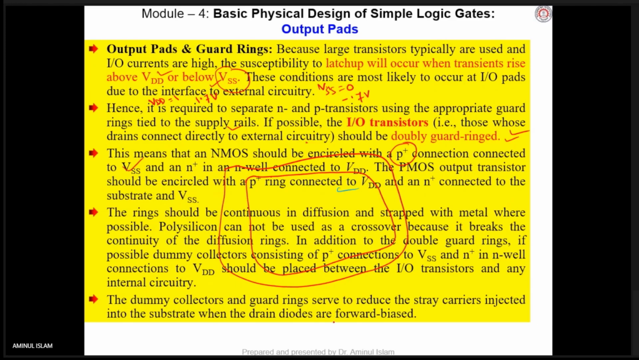The dummy collectors and guard rings serve to reduce the stray carriers injected into the substrate when the drain diodes are forward biased. So dummy collectors also may be used.